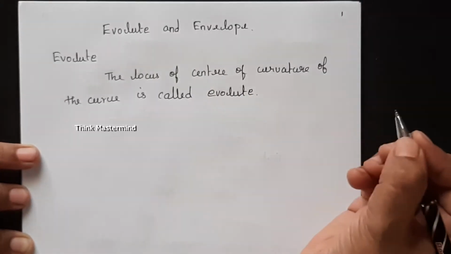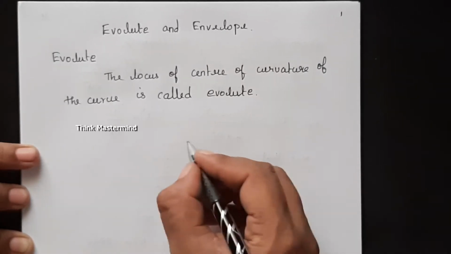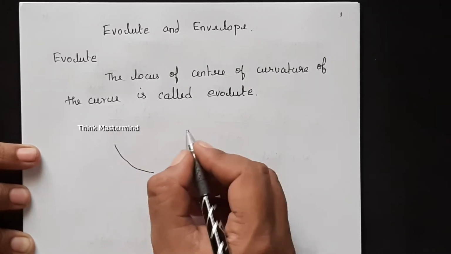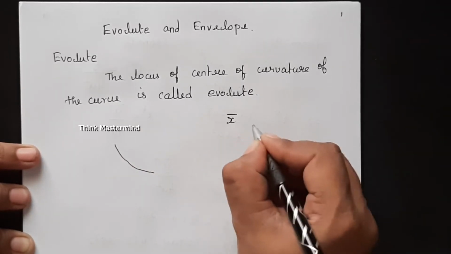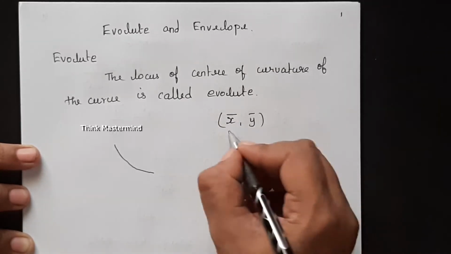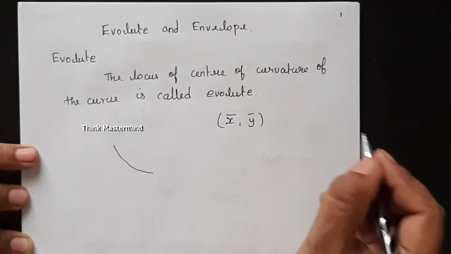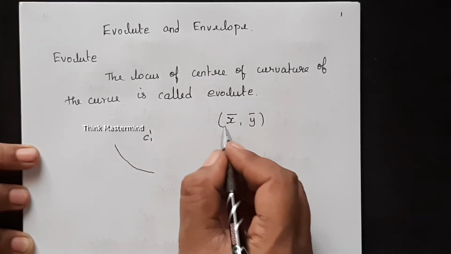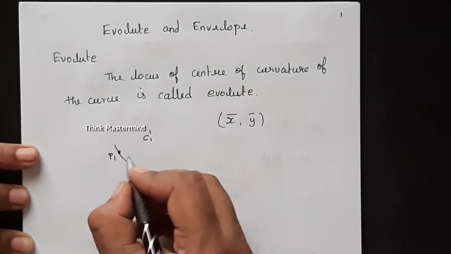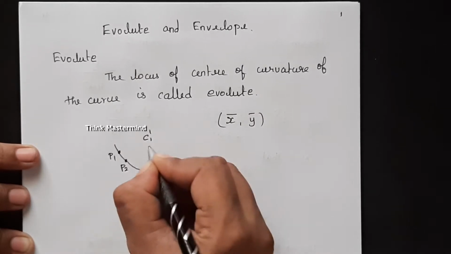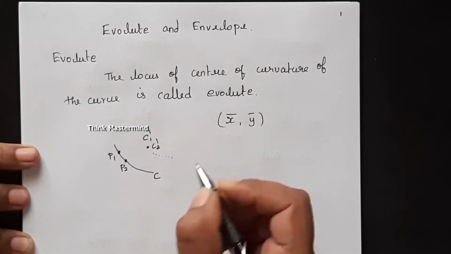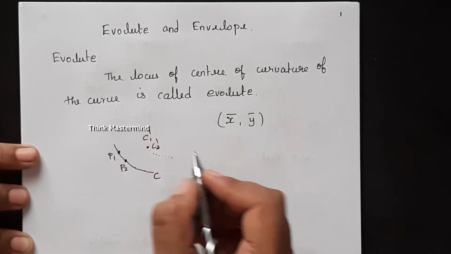The given curve is called involute. For example, I am taking any curve. So we know how to find the center of curvature. The center of curvature is x bar comma y bar. In the previous session we learned how to find the center of curvature, that is x bar and y bar. Suppose C1 dash is the center of curvature at a point P1 of the curve C. Similarly, at a point P2, the center of curvature is C2 dash, etc. You can find so many centers of curvature.